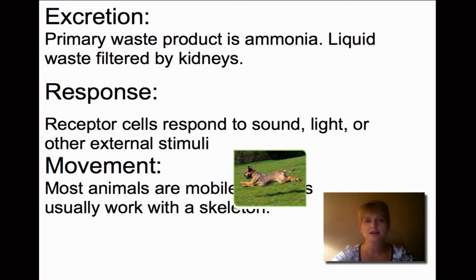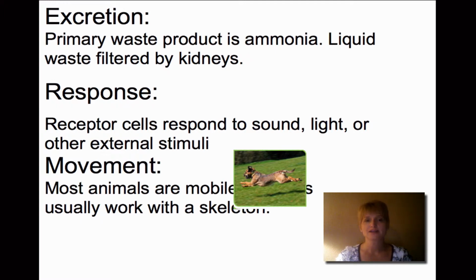Excretion: animals have to get rid of waste products. The primary waste product of animals is ammonia, and this is a liquid waste, and it's filtered by kidneys in larger animals, but all animals have to excrete waste. Animals have to respond to their environment, so not all animals have eyes or ears, but all animals will have some way to respond to sound or to light.